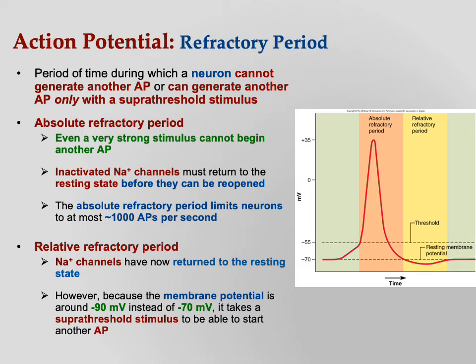Okay, 2 refractory periods. Absolute, cannot have another action potential. That's because the sodium channel has to return to normal. Relative, we can have an action potential, but we're so negative it's going to take a super strong stimulus, a suprathreshold stimulus to get us there, okay?